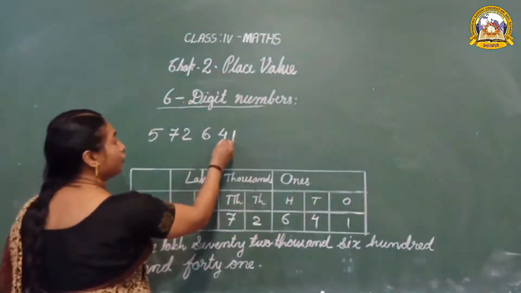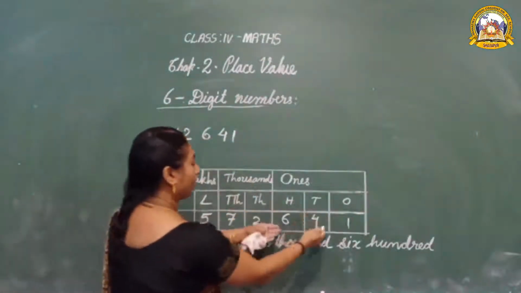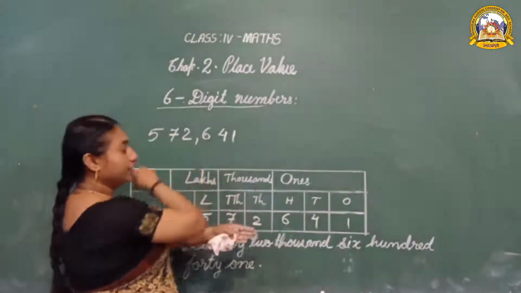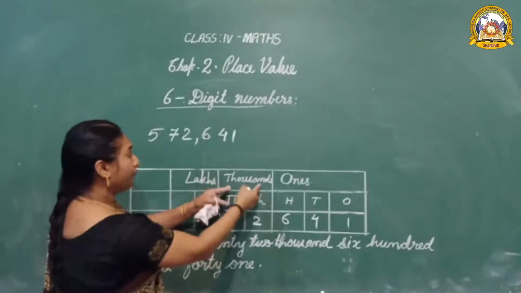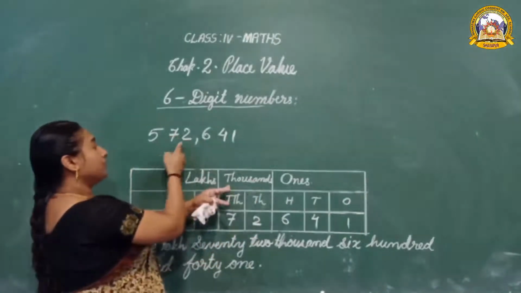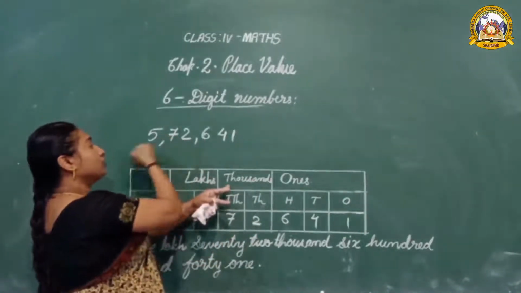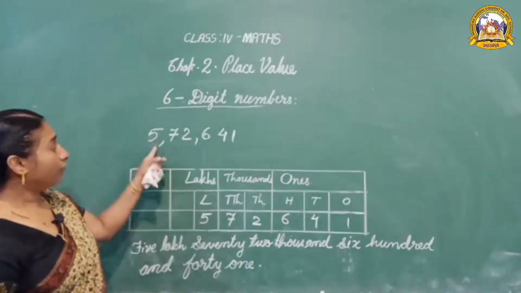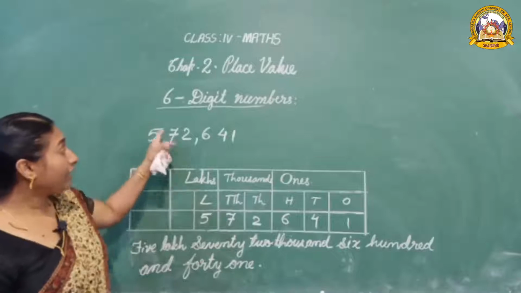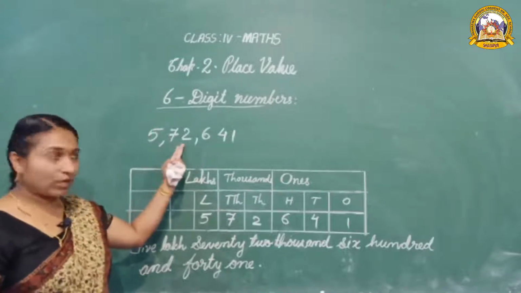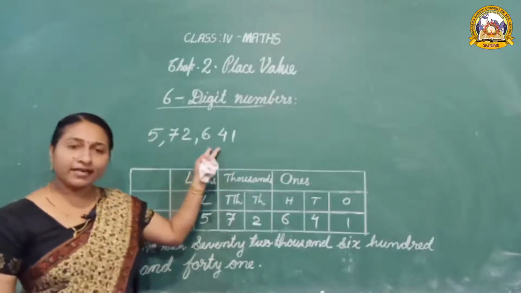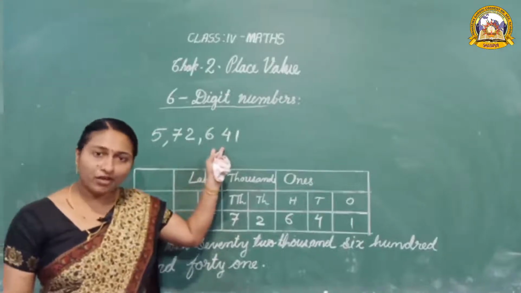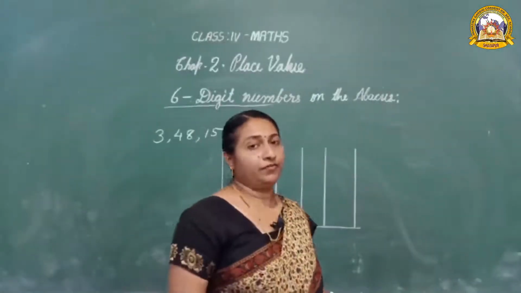Yes, 1, 2, 3 means ones period. Before ones period there is a comma. Then after that, thousands period. 1, 2, thousands period, there is a comma. It is 5. How can we read it? 5,72,641.